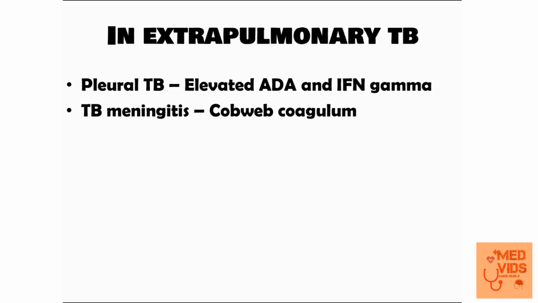In extrapulmonary tuberculosis, sputum is not going to be a helpful specimen, as I've told you already. So we're going to be taking samples based on which organ is involved. Okay, so I've given some specific findings which are seen in extrapulmonary TB. In pleural tuberculosis, we take pleural fluid aspirate, and in that you can see elevated adenosine deaminase enzyme levels and interferon gamma levels. In tuberculous meningitis, we take CSF specimen. In that, you can see cobweb coagulum formation. Okay, so these are some characteristic findings in some extrapulmonary tuberculosis conditions.